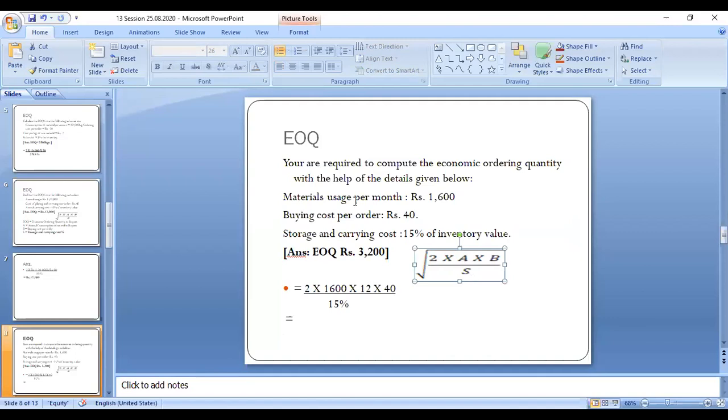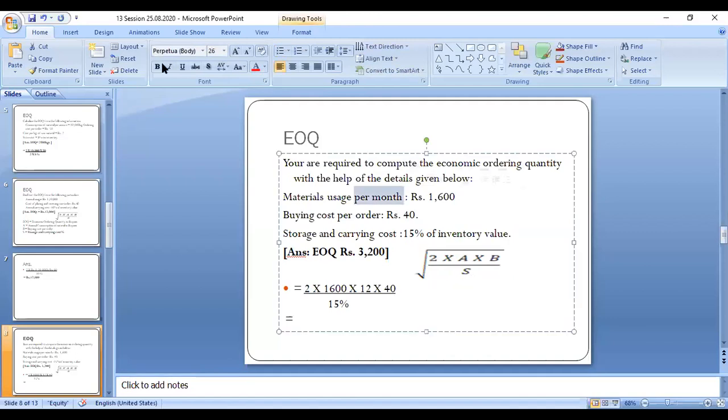Now we have to be very careful when reading these questions. The annual requirement is given per month. If it is annual, you have to multiply 1600 into 12, since 12 months is one year, so one year means annual. So 1600 into 12. Then the buying cost is rupees 40, which you can write here.